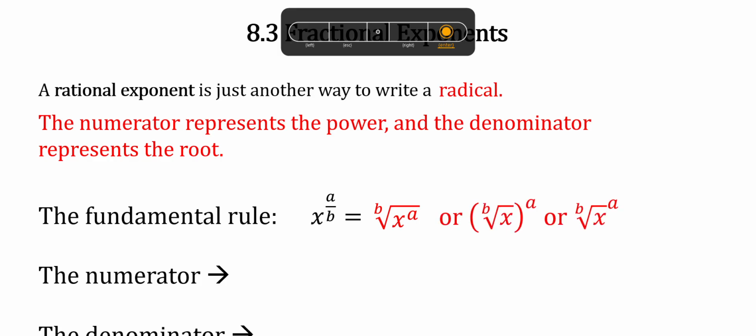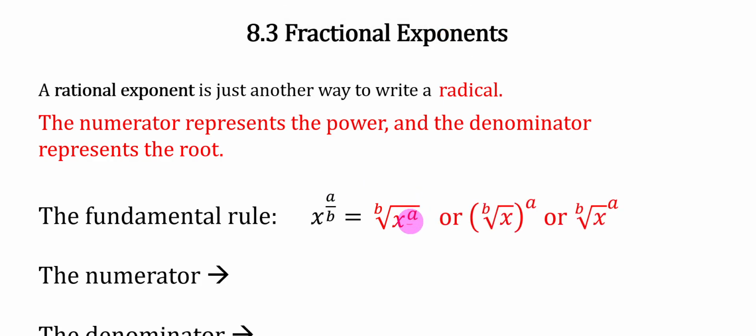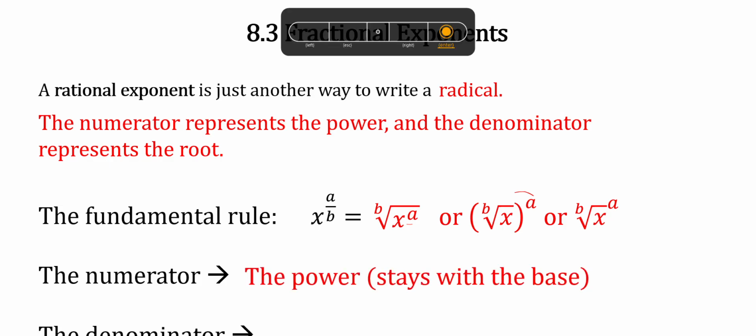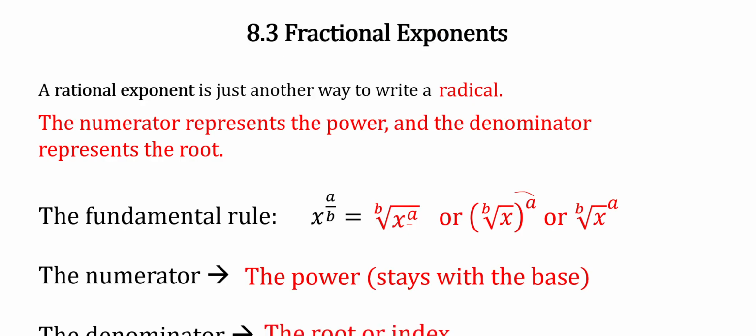Other ways to say it: if it's an exponent inside a radical, it can go outside. Either way. The numerator is the power, it stays with the base. The denominator is the root or the index. They're the same thing.